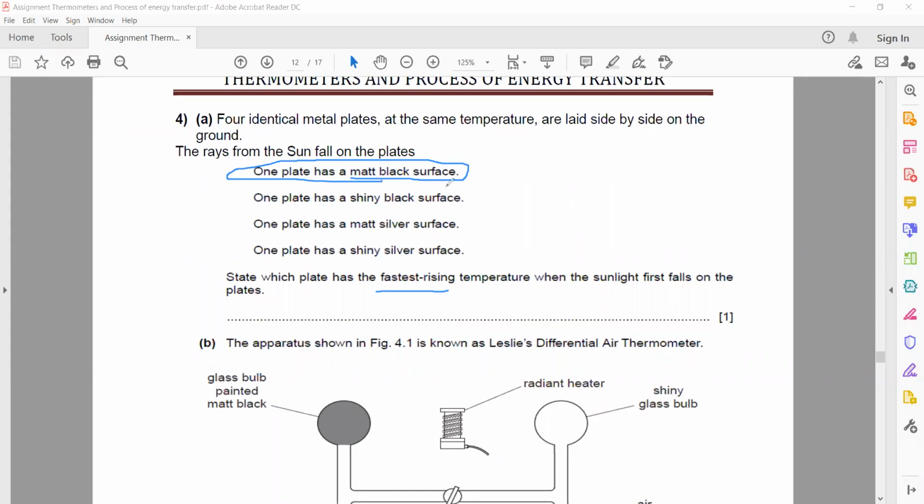There are two surfaces, one is matte black, one is shiny black. Shiny and matte here refer to, matte being dull, and shiny referring to smooth polished surfaces. So you can have a shiny black, you can have a matte black. So matte black is a good absorber as compared to shiny black.